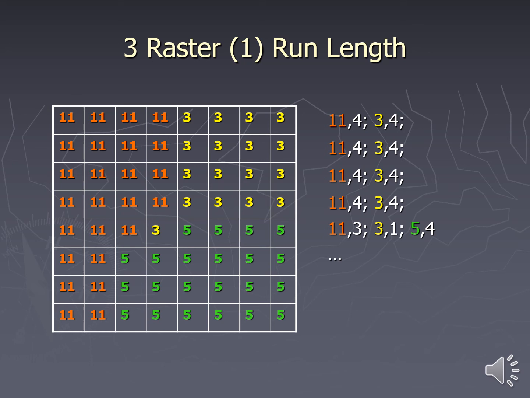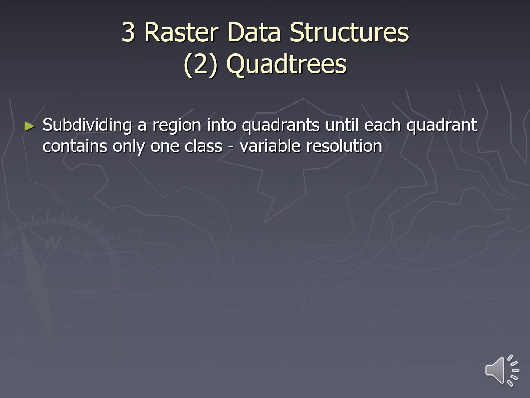But let's take a look at the 5th row. It becomes 11, 3. So there are 3 cells with an attribute of 11. Then 3, 1: 1 cell with a value of 3, and 5, 4: a value of 5 for 4 cells. And it continues on like that, so 2 and 6, all the way down to the rest. That's what we're talking about when we're talking about run length.